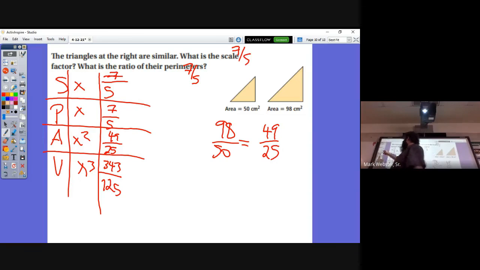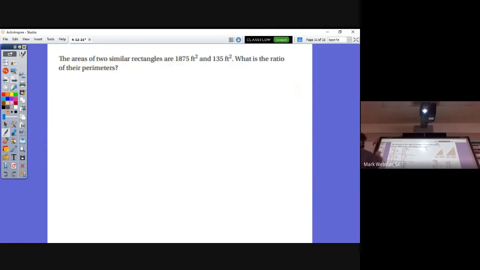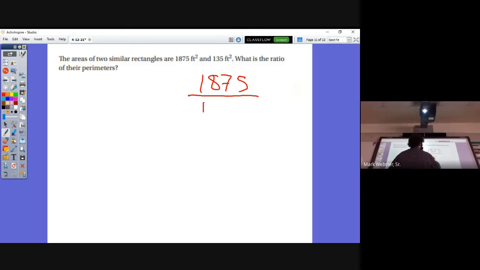All right, here's your last practice problem. The areas of 2 similar rectangles are 1,875 and 135. What is the ratio of their perimeters? Okay, let's go ahead and go over this. So 1,875 over 135. Oof, right?